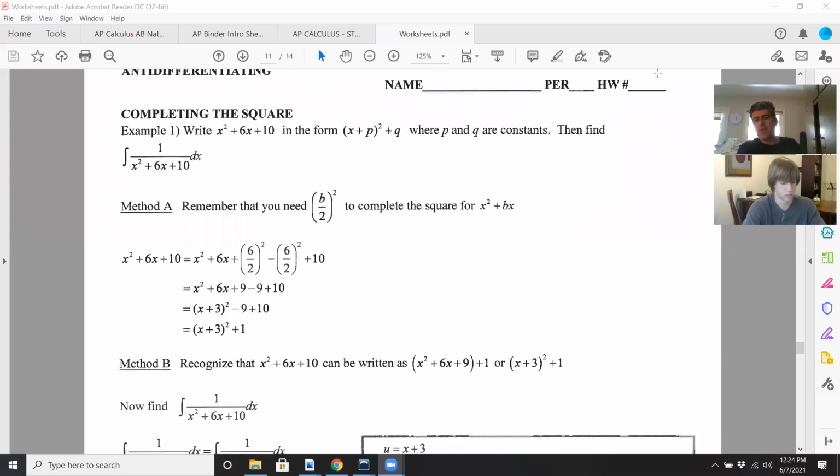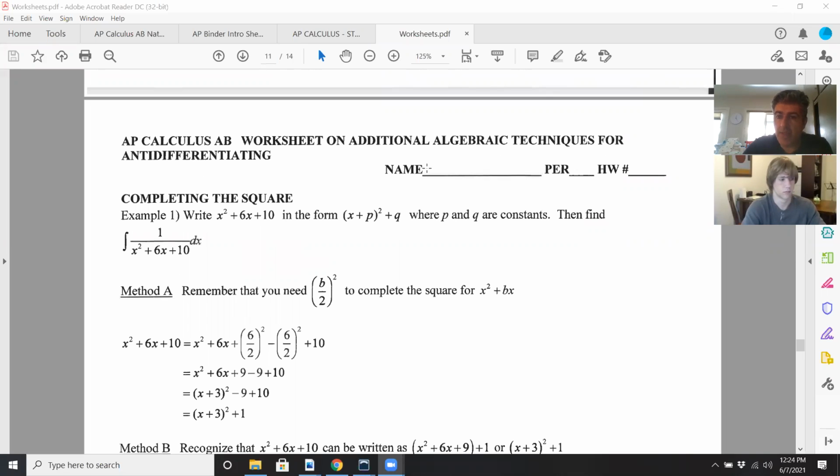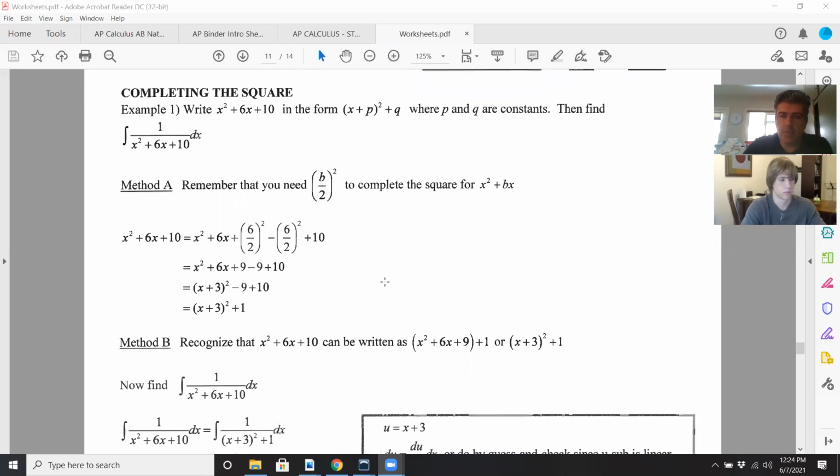The recording, our final AP review session. It's Monday, June 7th. We're looking at the worksheets from the AP review materials folder. It's actually the CREAM worksheets, one of the last ones, called medicinal algebraic techniques for anti-differentiating. So this is a worksheet that involves using some more advanced algebraic techniques to do the antiderivative.